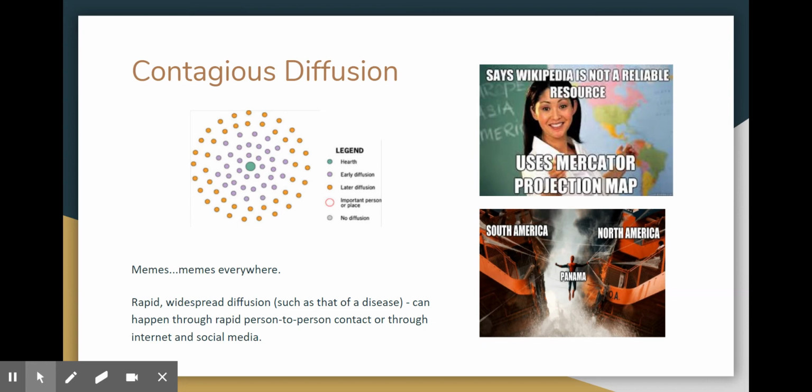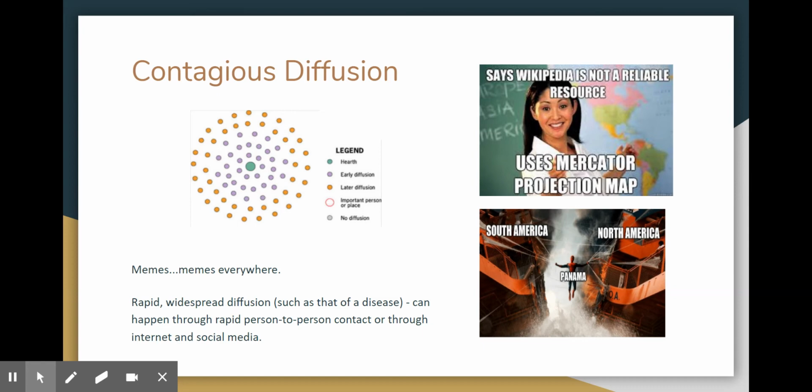So in recent years, contagious diffusion has gotten the sort of reputation of being less about person-to-person contact, kind of rapid person-to-person contact, and more through internet and social media. While you still can have rapid person-to-person contact, if you think of the game Telephone, that's kind of an example of contagious diffusion.